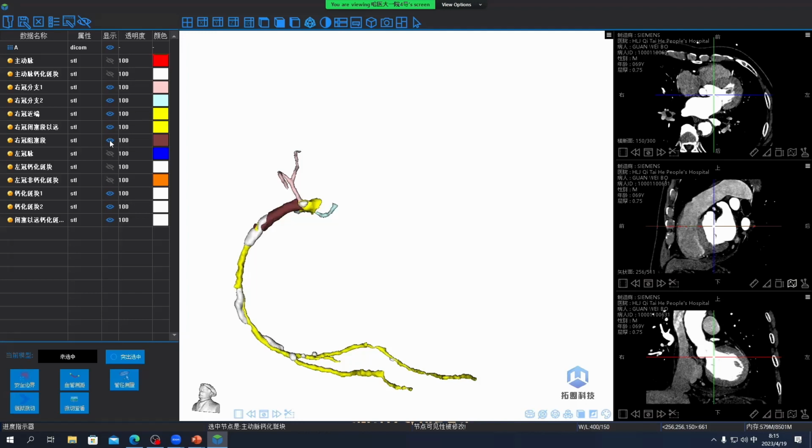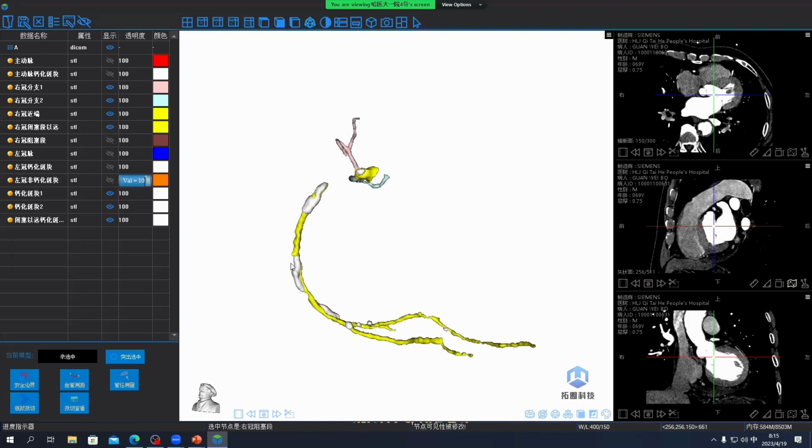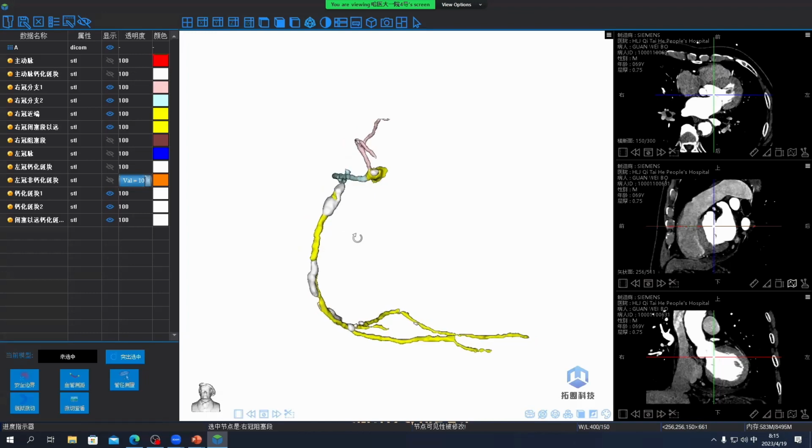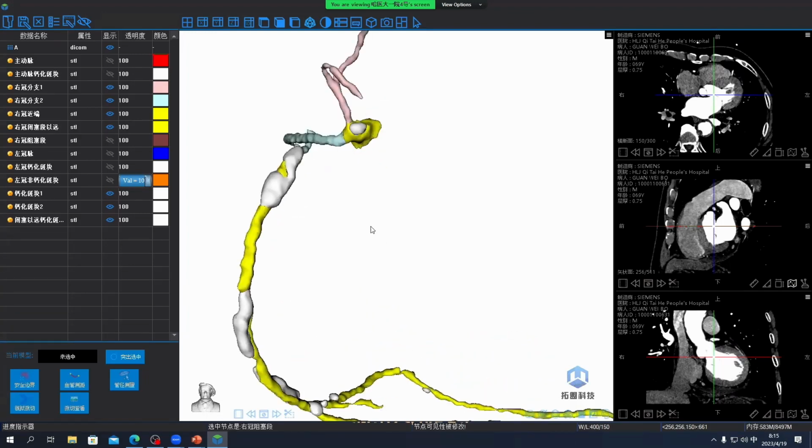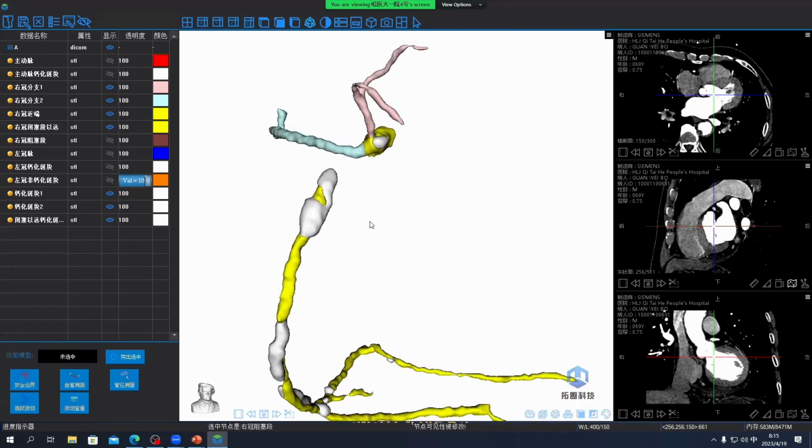So we could, okay, delete the brown one. Oh, okay. So we can see, delete the relatively soft tissue. We can clearly see the calcification, the relationship between the calcification and the true lumen. And we can zoom in, enlarge the imaging a little bit. We can see just at the ostium of the CTO lesion, there is a relatively large calcium plaque.